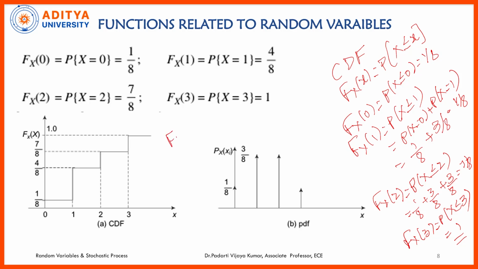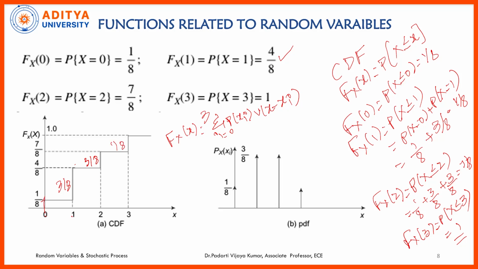So the distribution function can be mathematically expressed as summation i equal to 0 to 3 of P of xi times u of x minus xi. So this is the distribution function. This is the sum of shifted versions of the unit step function. At 0 its value is 1 by 8. At 1 its value is moving to 4 by 8 with an increment of 3 by 8. At 2 its value is moving to 7 by 8 with an increment of 3 by 8. At 3 its value is moving to 8 by 8 with an increment of 1 by 8.